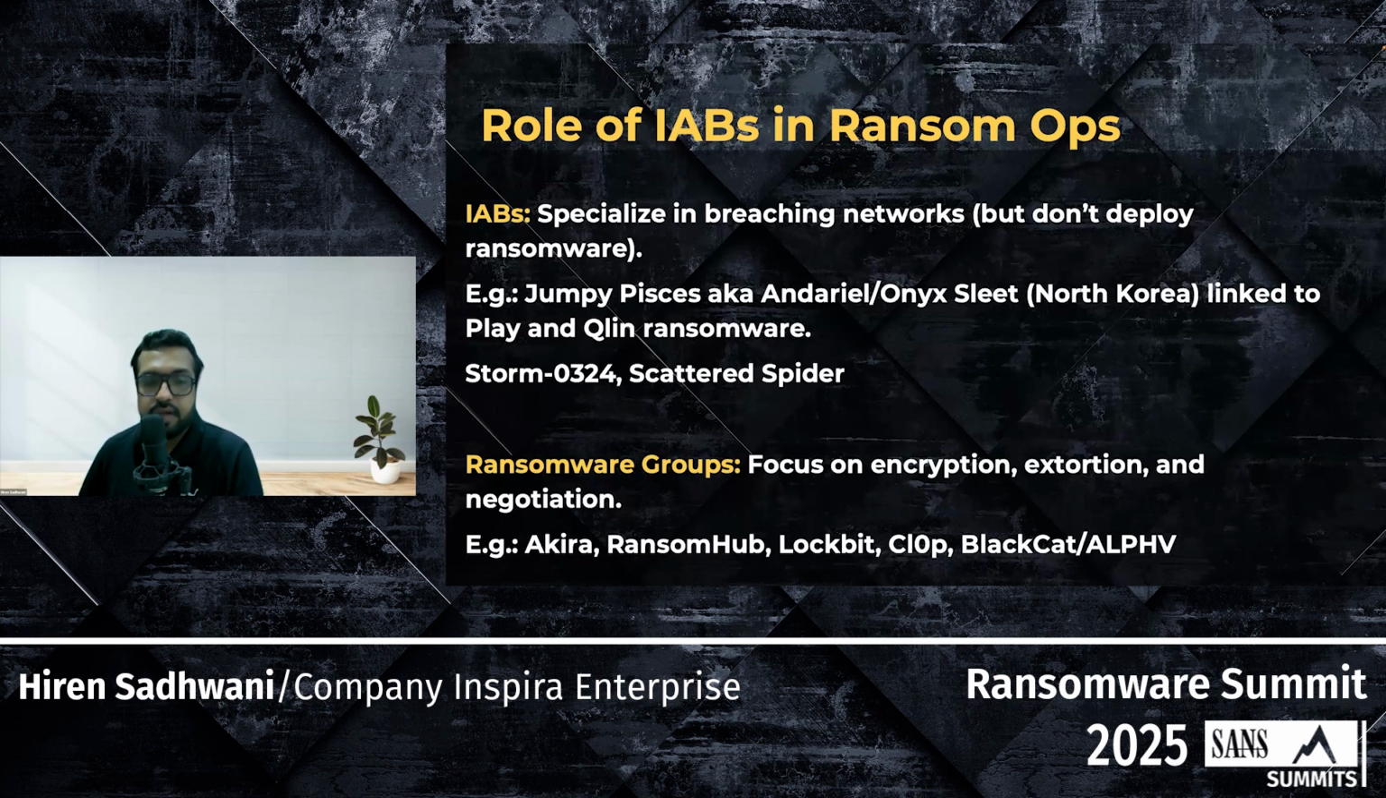We are seeing Scattered Spider in so many cases recently. It is also linked to the DragonForce ransomware that we have seen recently in the Marks and Spencer case. Now, ransomware groups solely focus on the encryption part, post-exploitation activities, extortion, and negotiation. The initial access can be outsourced to initial access brokers. Some examples of groups that have used IABs are Akira, RansomHub, and BlackCat.